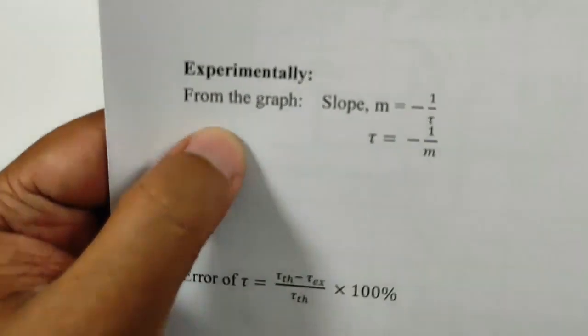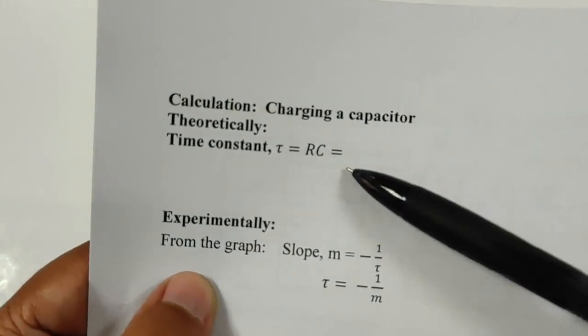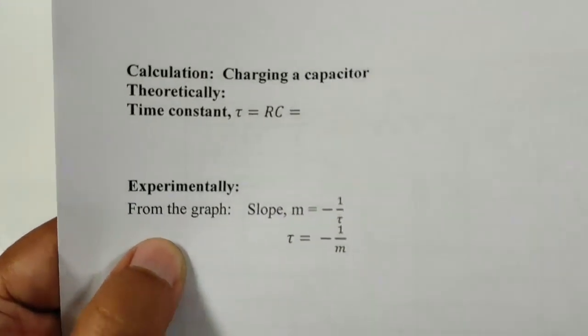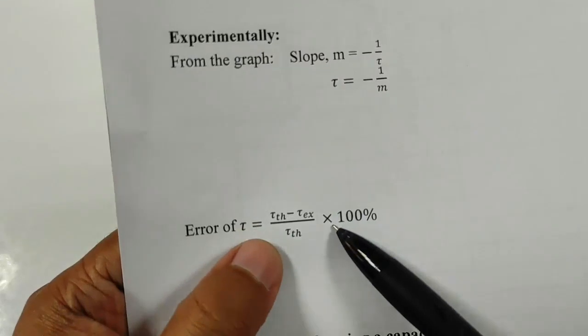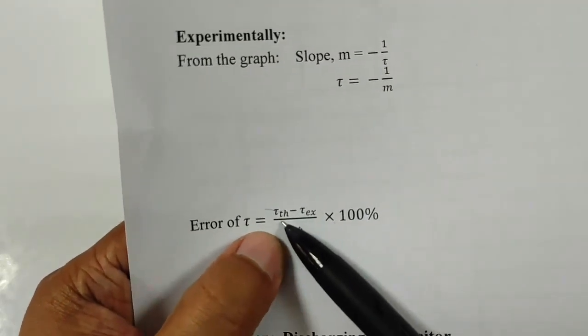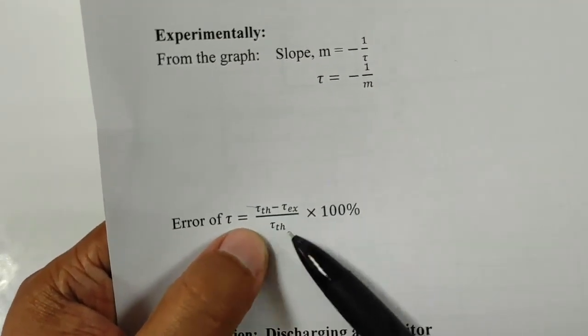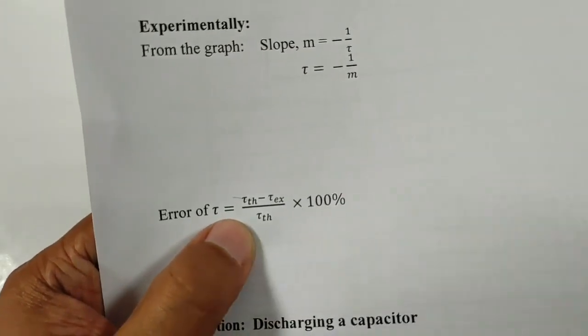So this is the experimental value from the graph. You can see this will be the tau. This is the theoretical value, and this is the experimental value. Now here we can find the error. What is the error of our experiment? This is tau theoretical. The error is the experimental value minus the theoretical value, divided by the theoretical value, times 100%. So this is the value you can find out.